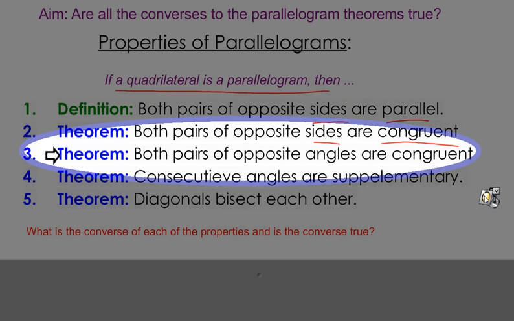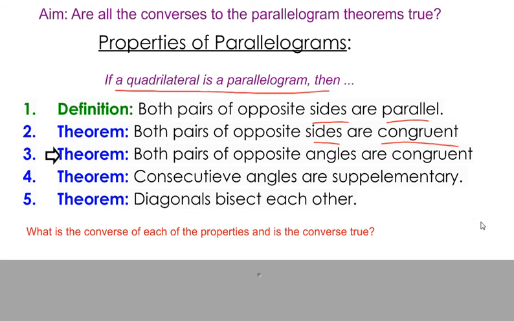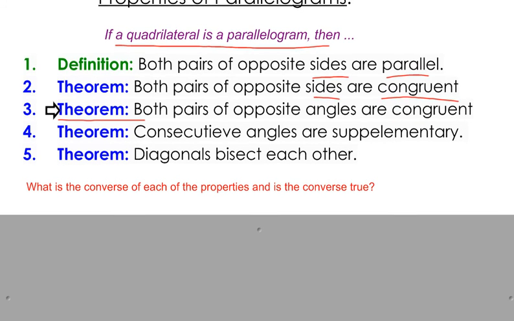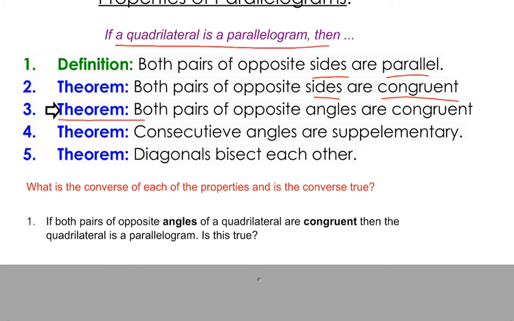How do I know that if a quadrilateral has both pairs of opposite angles congruent, it's a parallelogram? In other words, what is the converse of this theorem? Well, the converse is as follows. If both pairs of opposite angles of a quadrilateral are congruent, then the quadrilateral is a parallelogram. How do I know that this is true? The answer is, it is true. That is a theorem, that if both pairs of opposite angles of a quadrilateral are congruent, then the quadrilateral is a parallelogram. How do I know?